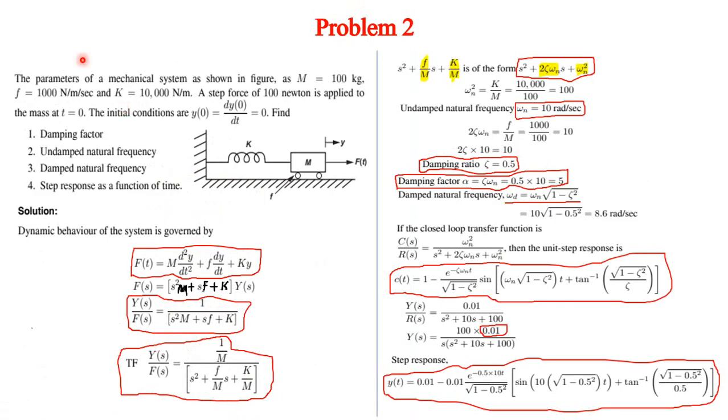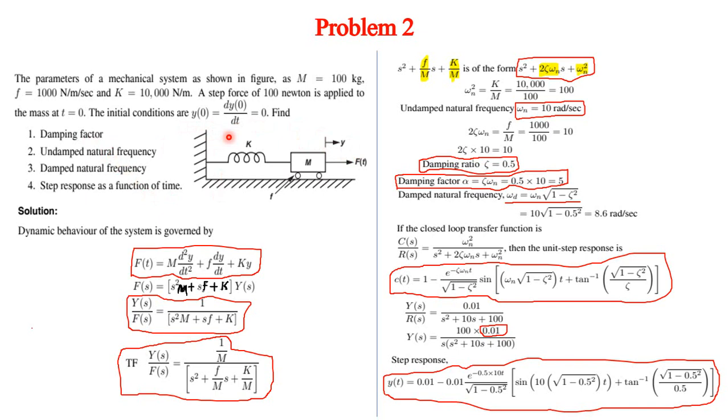Problem number 2. A mechanical system is given. The mass value, f value, and k value are given. Assume that a force F of t, a 100 Newton force, not a unit step, is applied at t equal to 0. Initial conditions are 0. We are asked to find the damping factor, the damped natural frequency, and the step response as a function of time.